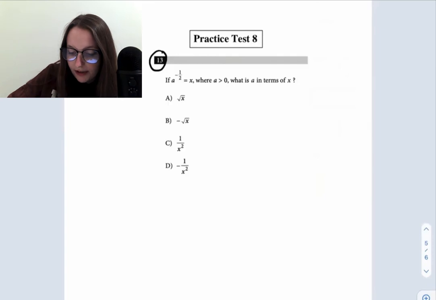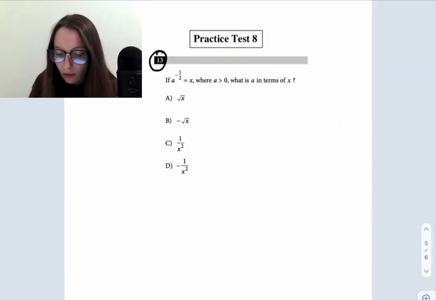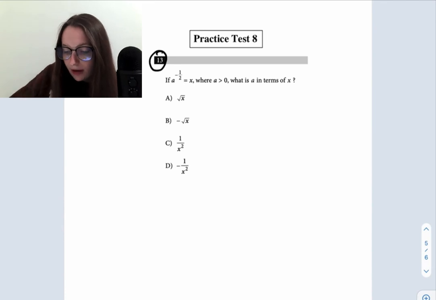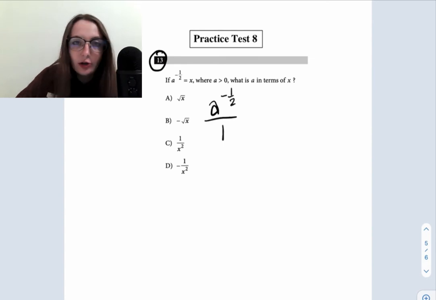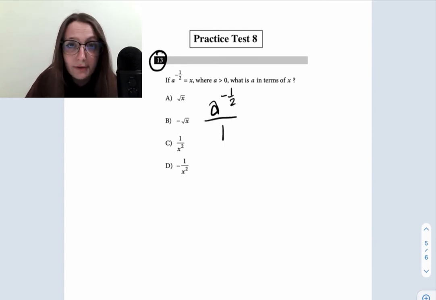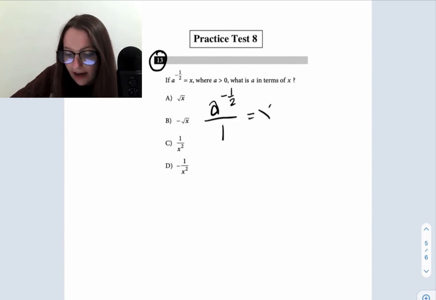Question 13. If a to the negative 1/2 equals x, what is a in terms of x? So a to the negative 1/2 is the same thing as a to the negative 1/2 over 1. You can write any number that doesn't look like a fraction as a fraction by just putting it over 1. And we know that that's equal to x.